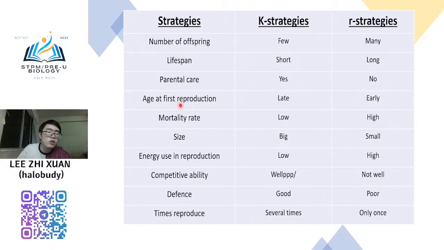the first reproduction already. And then the energy used in production for this K strategy is actually low. Why low? Normally because of the number of offspring. The number of offspring produced from K strategy is only little. But for R strategy it is many. So logically, you need to use high energy. And then the competitive ability is good, meaning that this one is able to compete with other organisms. But for this one, it is not easy to compete.